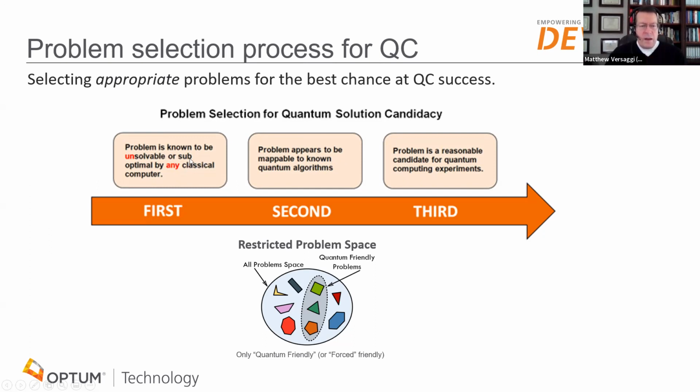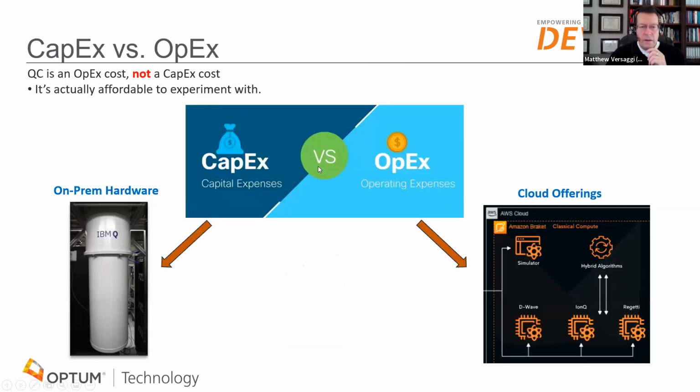Now, once you find that problem that can't be solved classically, then that problem also needs to be mappable to known quantum algorithms, stuff that people have done already, like Shor's algorithm and Grover's algorithm, things like that. And only after that is that problem a reasonable candidate for experimentation. And even then, you don't know if you can solve it until you try. So this is a process out there for selecting problems.